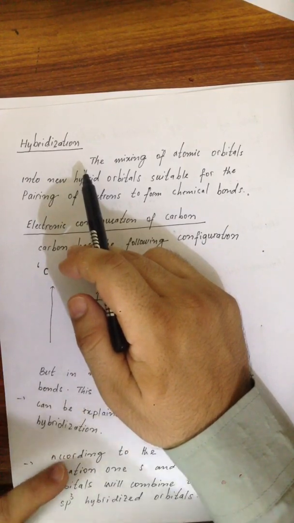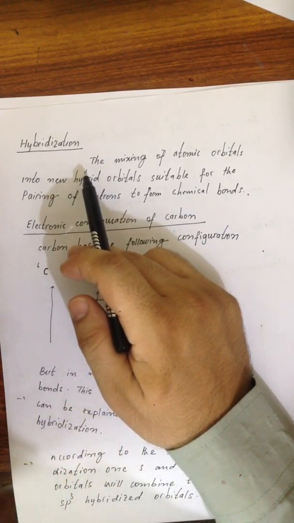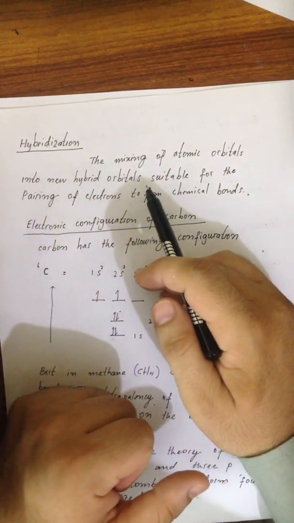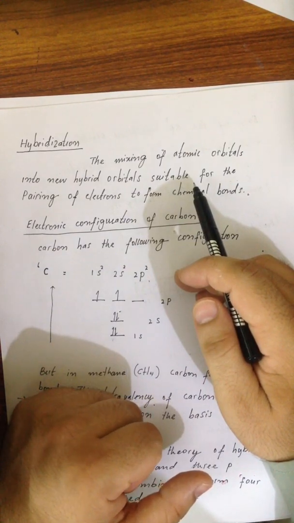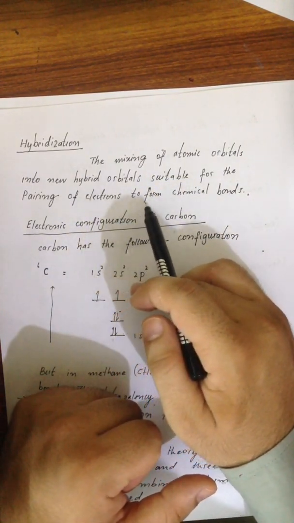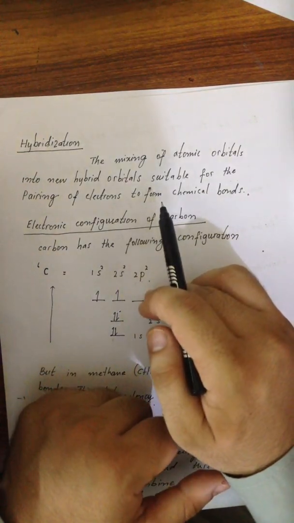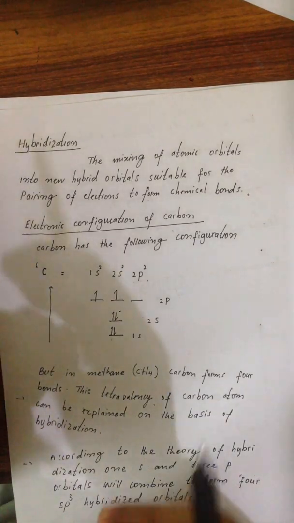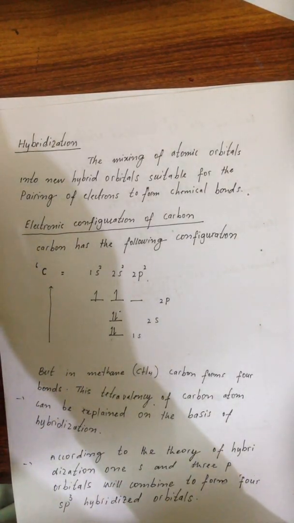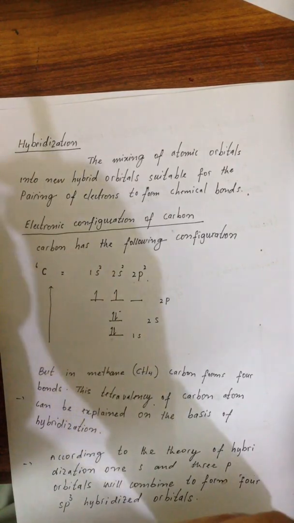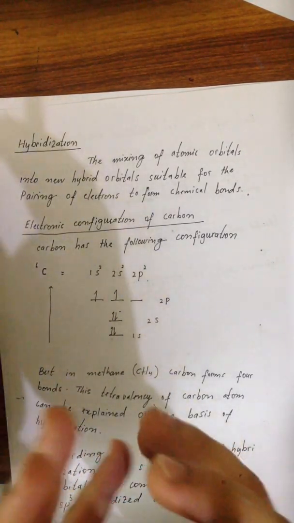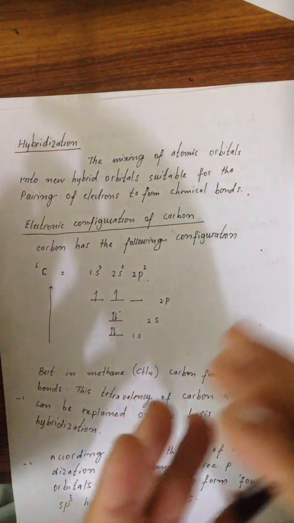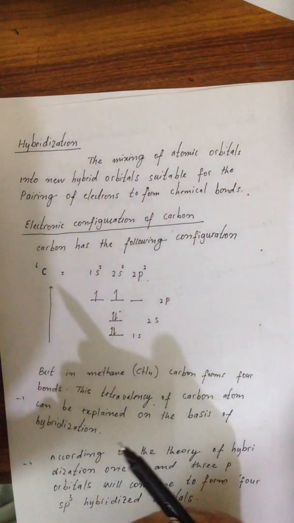According to this definition, hybridization is the mixing of atomic orbitals into new hybrid orbitals suitable for the pairing of electrons to form chemical bonds. According to hybridization, atomic orbitals which are very slightly different in energy will come together, they will mix with each other, and they will give rise to a completely new set of hybridized orbitals.